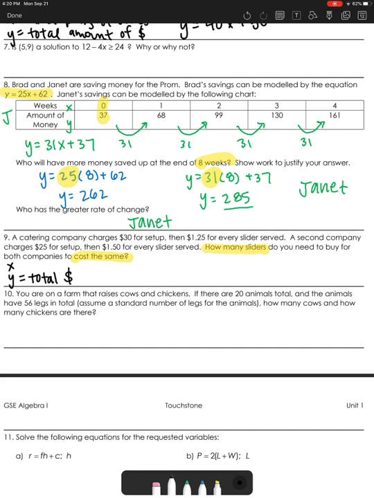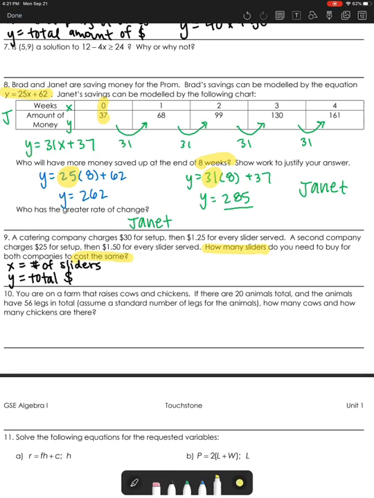And then x is going to be, I'll let you think for a second what you think x is going to be. Pause if you want. x is going to be the number of sliders served. Okay? And so now that we know those two variables, we can write an equation for each catering company.